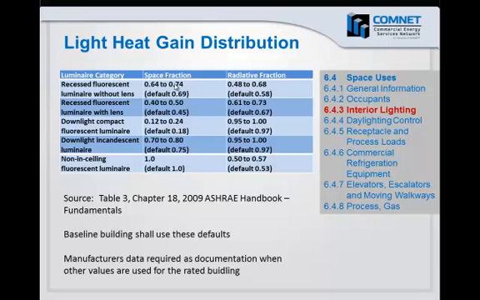The light heat gain distribution is one of the inputs. This table is from the ASHRAE Handbook of Fundamentals and included in COMNET. It gives a range of heat that's delivered to the space. What's not delivered to the space would be delivered to the plenum above, and we've chosen a default at the midpoint of the range.